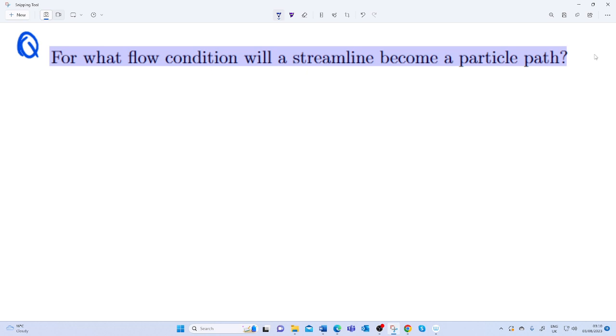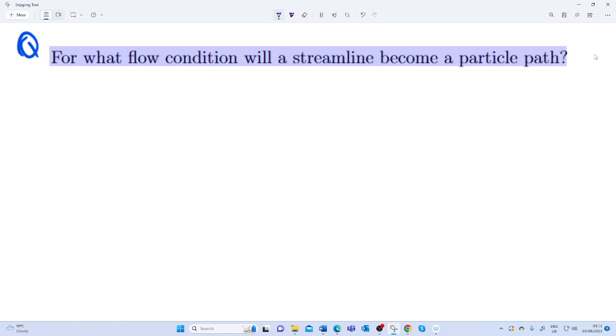When all these conditions, steady flow, incompressible flow, and irrotational flow, are met, then streamlines coincide with the actual path that the individual fluid particle follows. This simplifies the visualization of the flow field and allows for intuitive understanding of the motion of the fluid particles within the flow fields. This is very crucial and important to note.